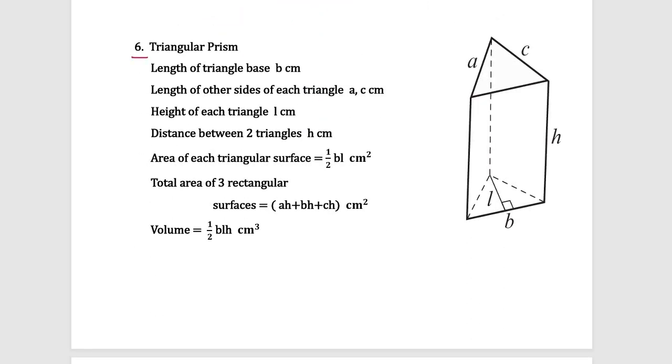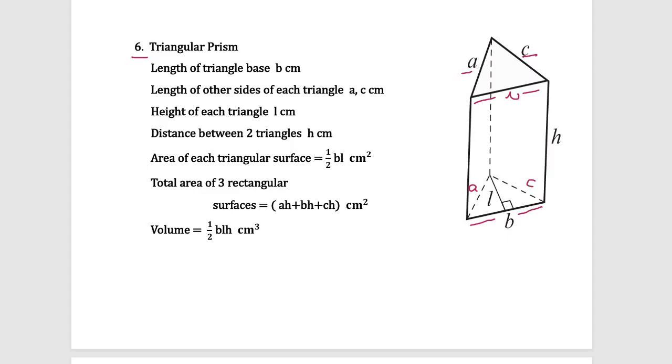Formula number 6, triangular prism. The length of the triangle base is b centimeter. This is the base of the triangle, which is b centimeter. Also, this is b centimeter, because there are 2 triangles on opposite sides, and the lengths of the other sides of each triangle are a and c centimeter. Other sides, one is a, another is c. Also, down here, this is a and this is c.